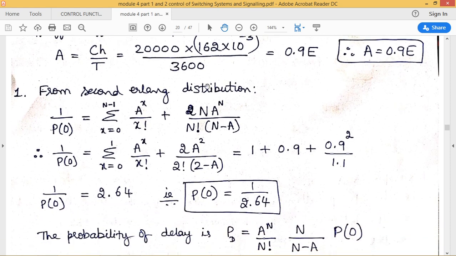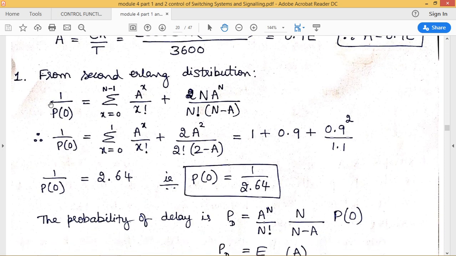With respect to the first case, we want to calculate the probability of delay.